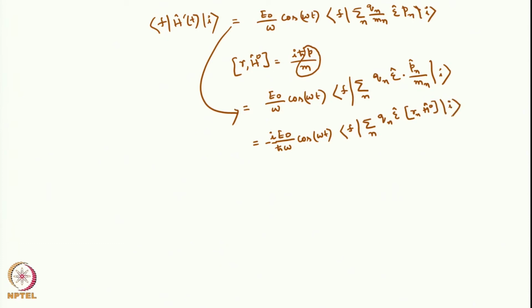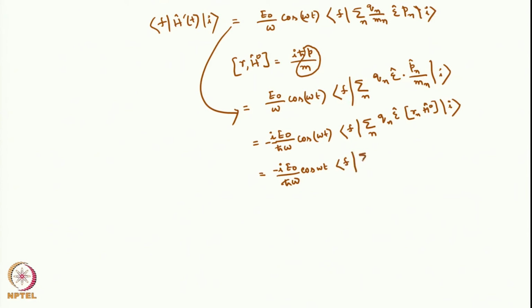Okay. So, that is the new Hamiltonian when you have plugged in this value. So, this will be equal to minus i E naught by h bar omega cos omega t into f. Okay. Now, let us expand this commutator.